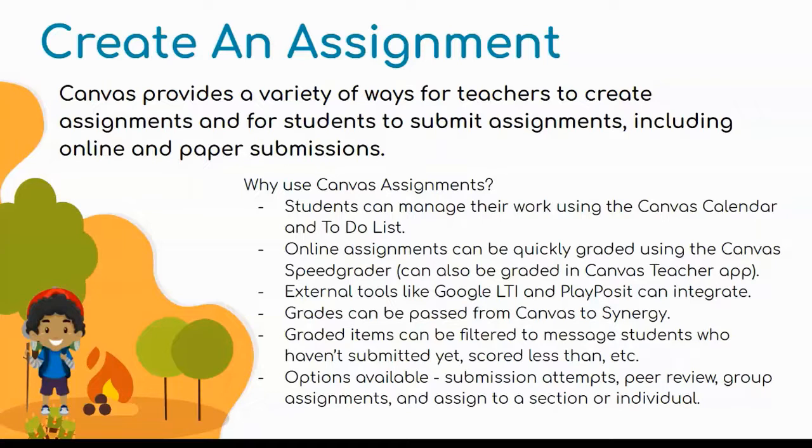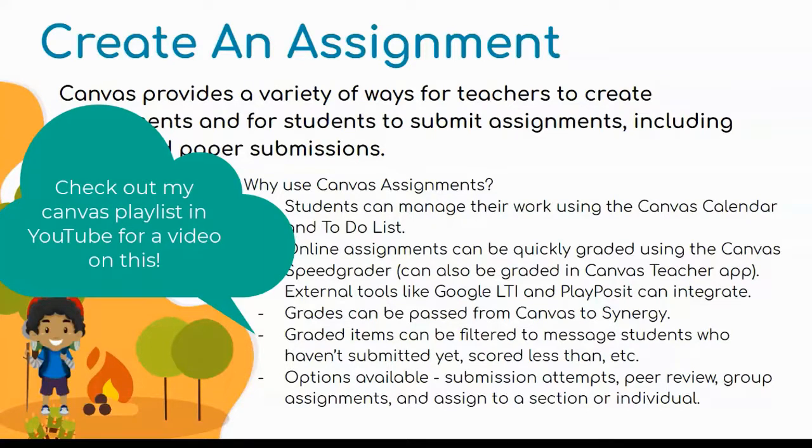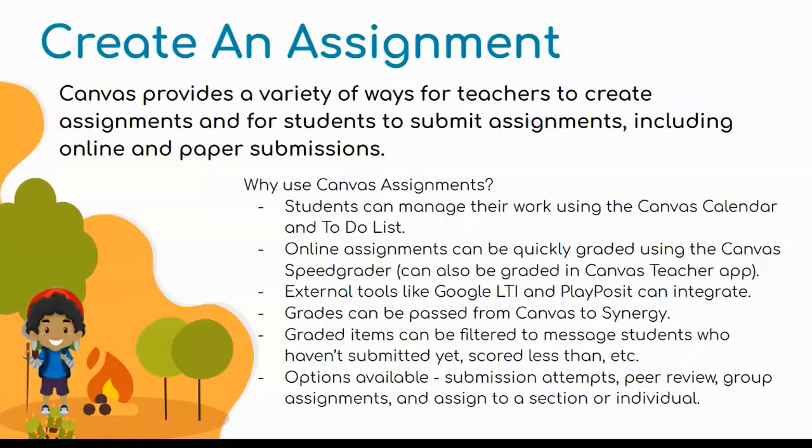Graded items can be filtered to message to students who haven't submitted things if they scored less than an 80% or less than a particular amount of points. You can filter and message those students, which hopefully I'll have time to show you here at the end. And then options available for submission types, peer review, group assignments are also options that we didn't have inside of Schoology that are going to be great here inside of Canvas.